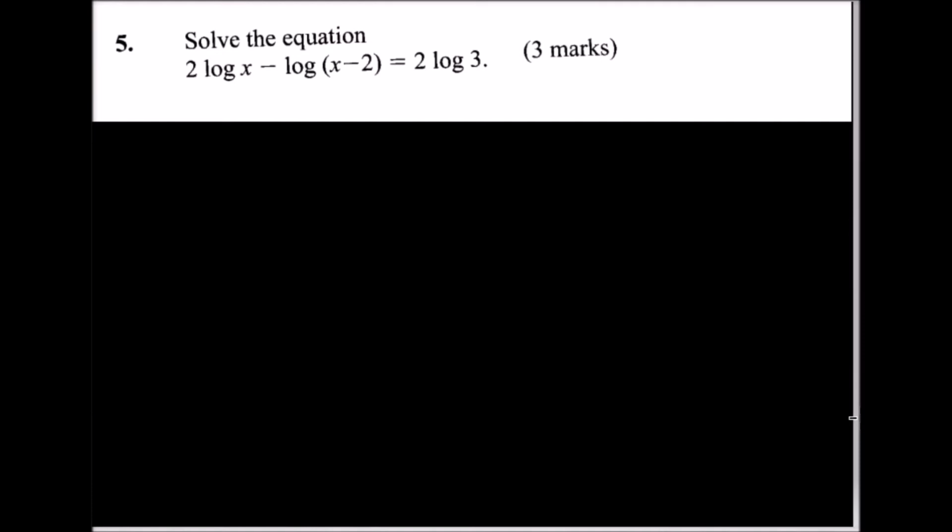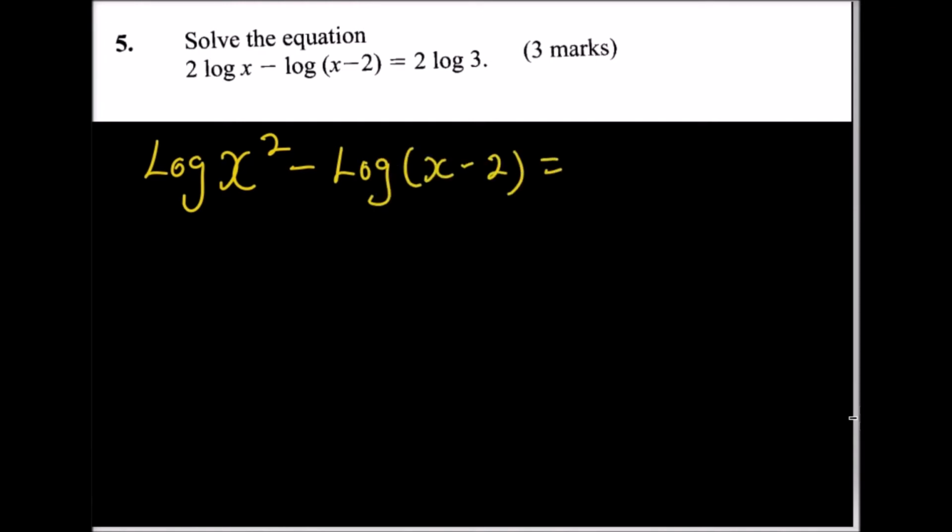Question number 5, we are to solve the equation 2 log x minus log of bracket x minus 2 is equal to 2 log 3. You get 3 marks. So the first thing we do is to apply the first law of logarithm, and we write our logarithm like this. So we have the logarithm of x squared minus, this remains the same, the logarithm of x minus 2 is equal to, and here we apply the first law of logarithm, we write it as logarithm of 3 squared.